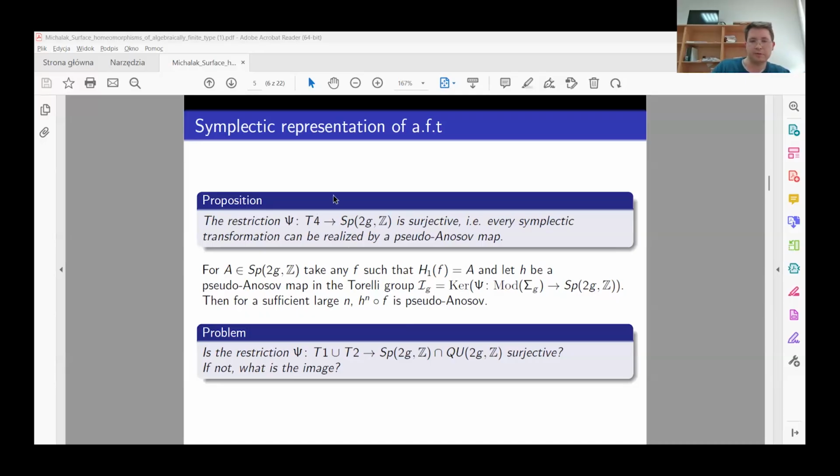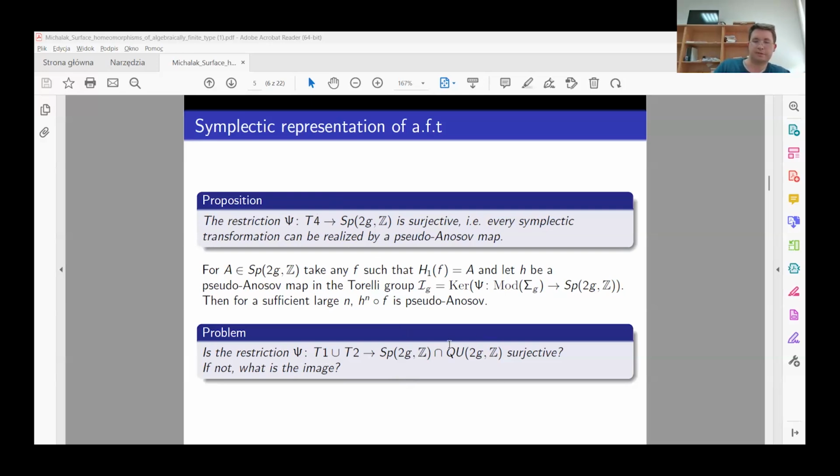From this perspective, we can think that the symplectic representation cannot be used in this case to distinguish between classes. This is not exactly true. There are some very rare specific cases where we can use it.